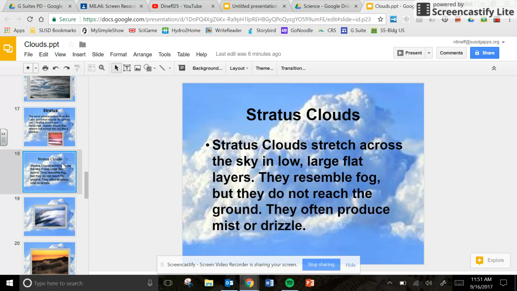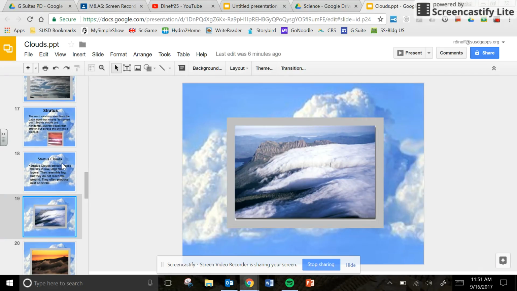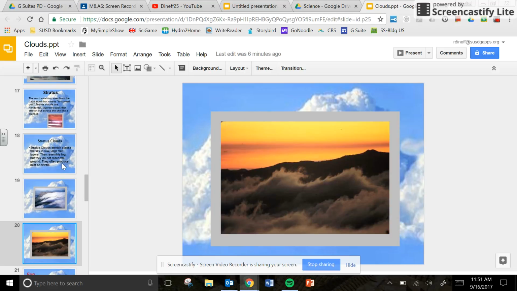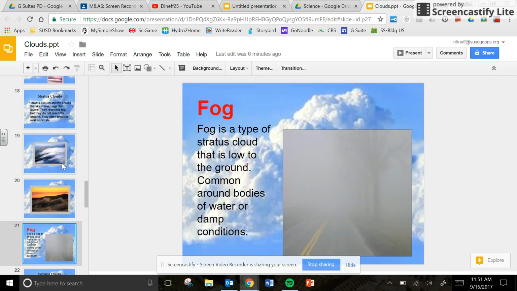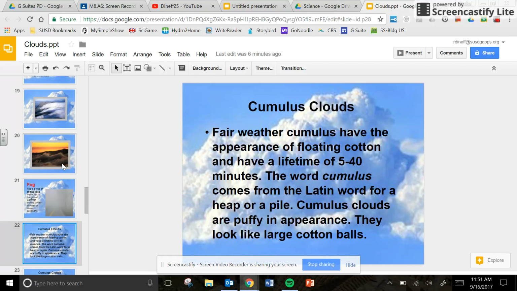They sort of resemble fog, and actually fog is a type of stratus cloud if it's low enough to the earth, but not exactly reaching the ground. At that time, it's just a mist or drizzle. Again, you can see it rolling over a mountainside. Fog is a type of stratus cloud that is low to the ground, common around bodies of water or damp conditions. So again, that very low part of the earth.